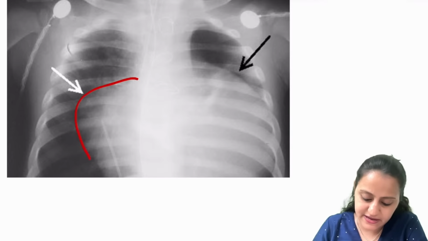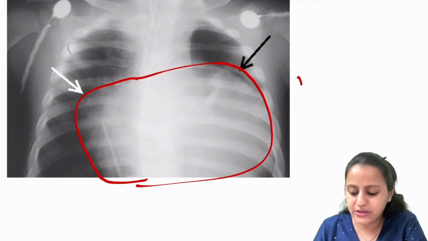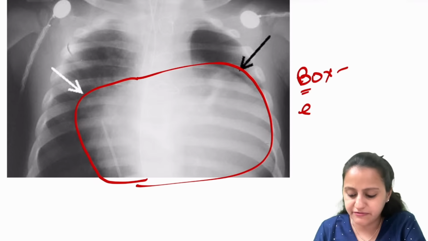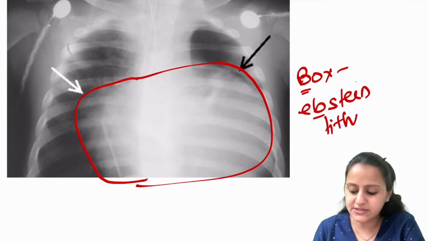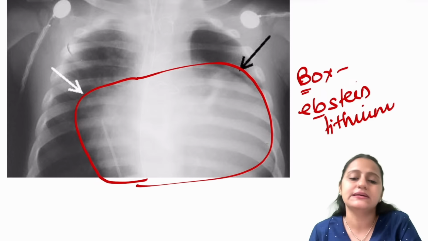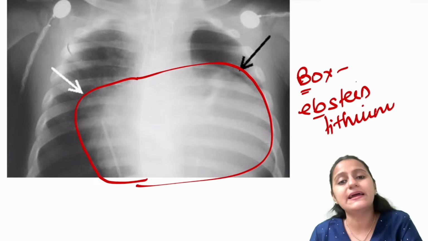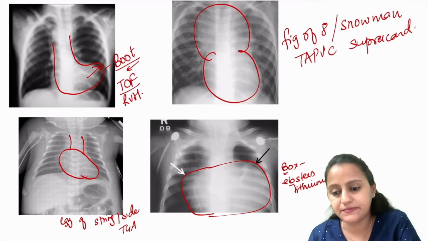And this is the significant right atrial enlargement with the box shape heart. Remember B for B. It is seen in Epstein's anomaly, which is the teratogenic effect seen with lithium. Box shape heart, Epstein's anomaly, lithium. Okay.